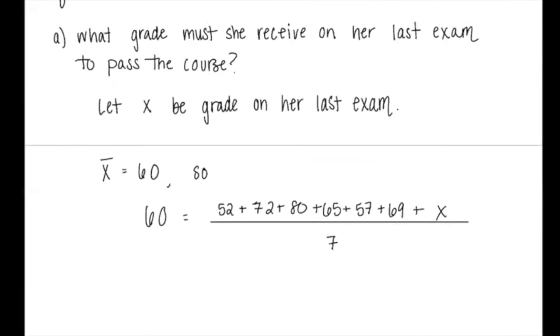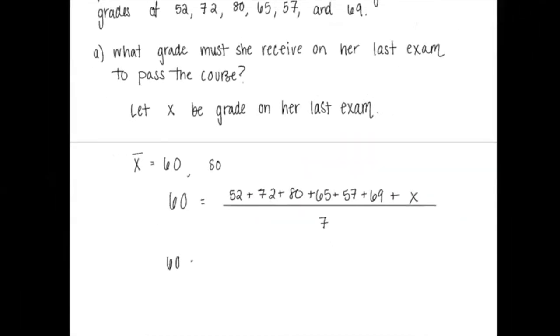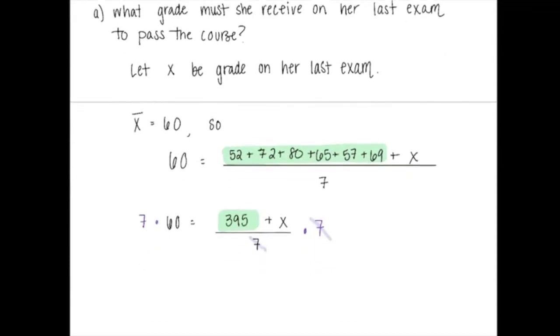So I'm going to trust you can plug things into your calculator. Got 60 over here. If you go ahead and add all of these together, you should find that their sum is 395. And then you still got this unknown x. Okay. And you want to get x on its own, so you need to get rid of the 7 in the denominator. So go ahead and multiply both sides by it, so they cancel. 7 times 60 will be 420. And that's 395 plus x left over here.